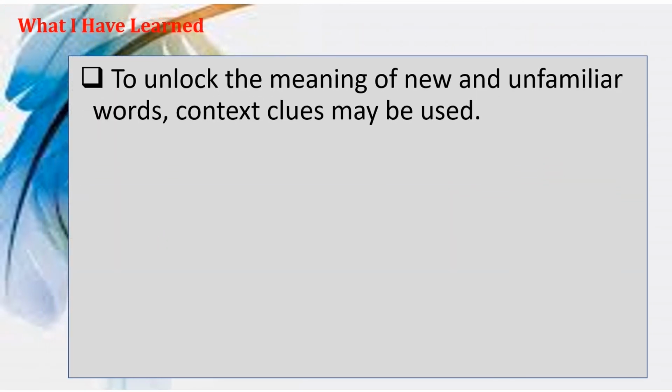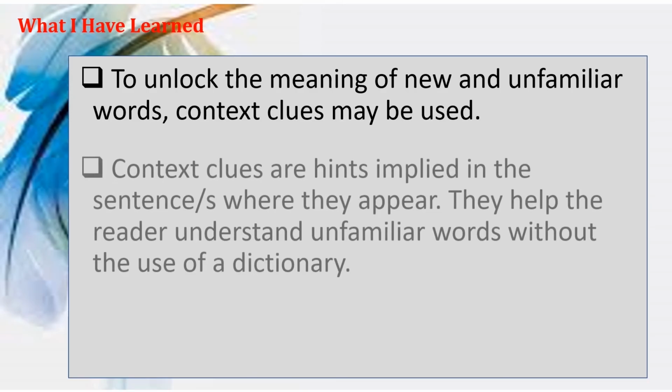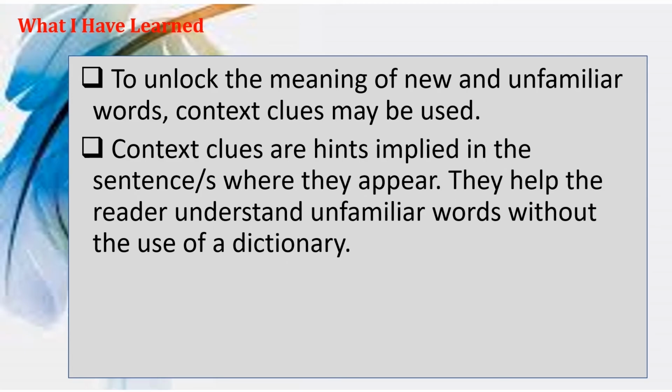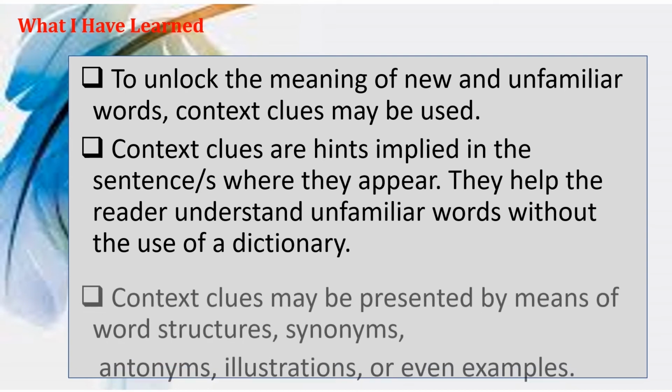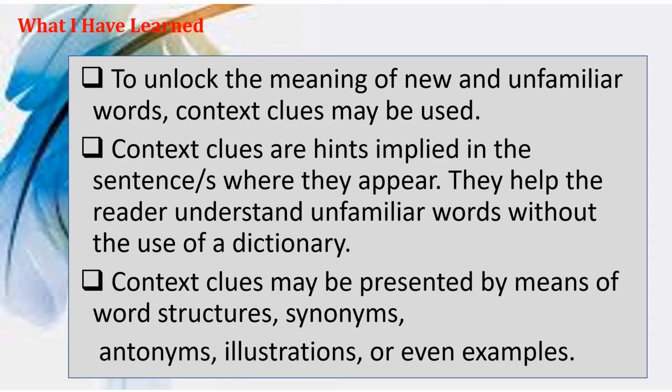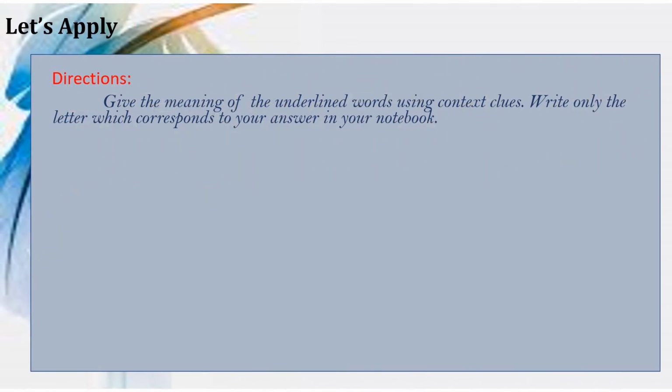To unlock the meaning of new and unfamiliar words, context clues may be used. Context clues are hints implied in the sentences where they appear. They help the reader understand unfamiliar words without the use of a dictionary. Context clues may be presented by means of word structures, synonyms, antonyms, illustrations, or even examples. Now let's apply.